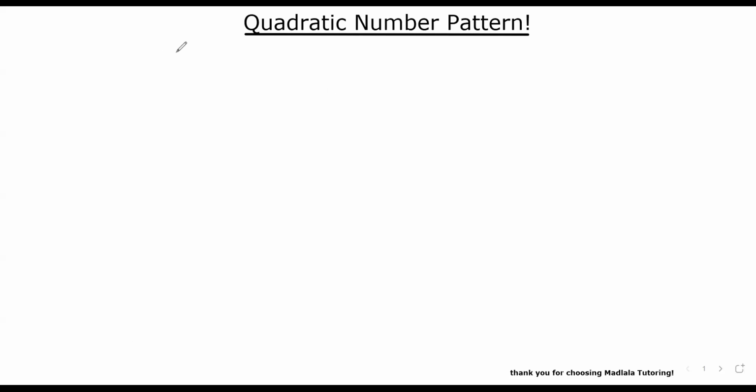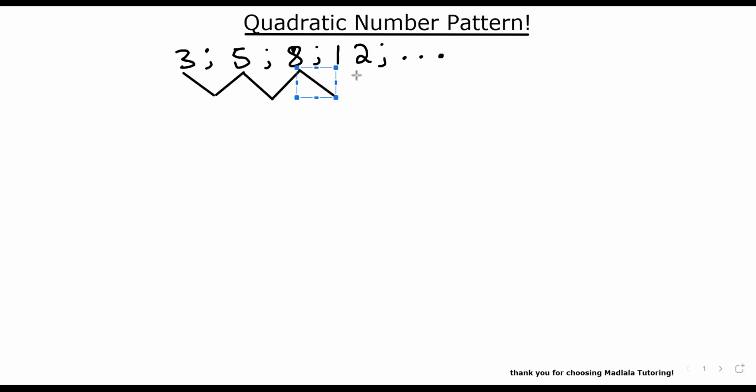So this is our pattern. We have 3, 5, 8, 12, and it goes on all the way to infinity. So we begin by finding the first differences. And one thing we know about the first differences is that they actually give us a linear number pattern. So when you say 5 minus 3, you get a 2. 8 minus 5, you get 3. And 12 minus 8, well, you simply get a 4. And this is your first differences.